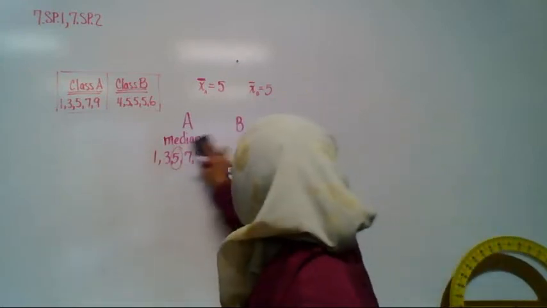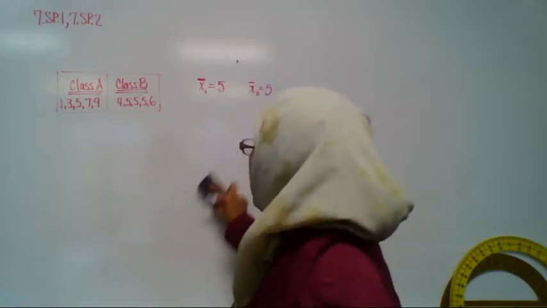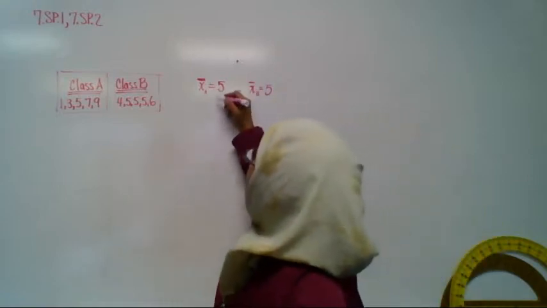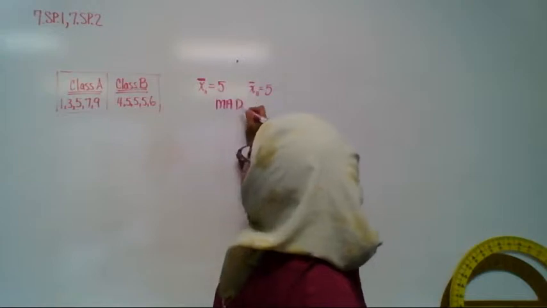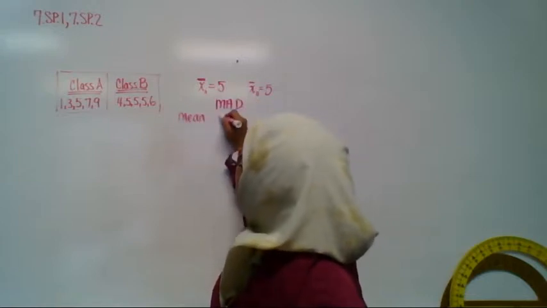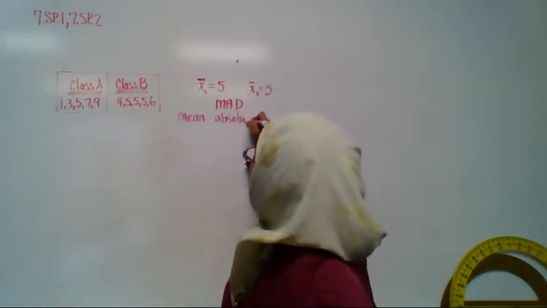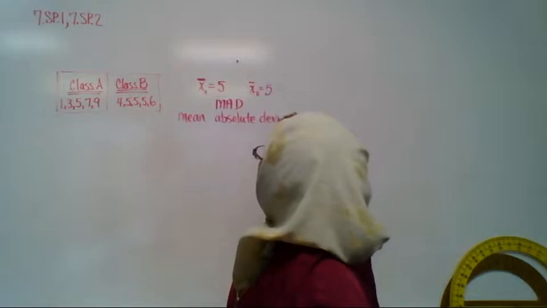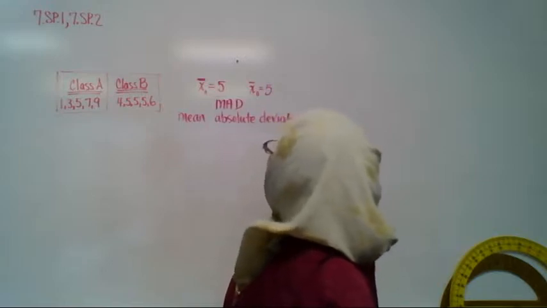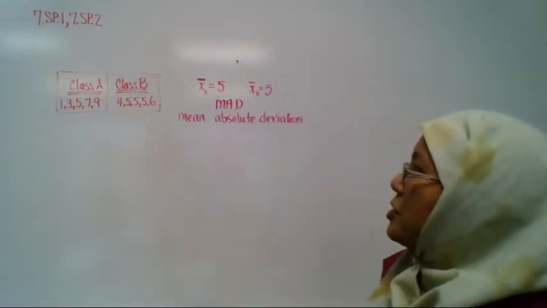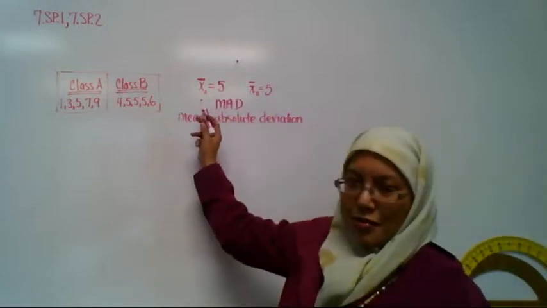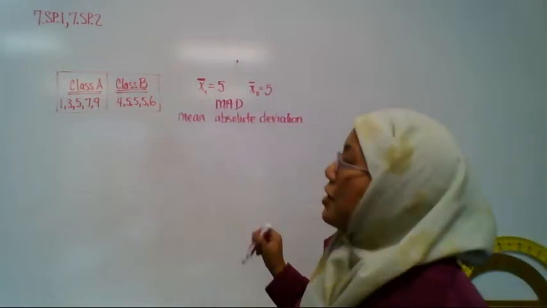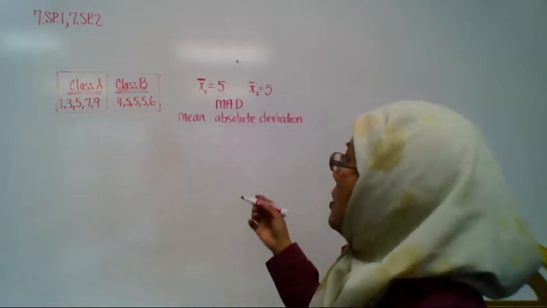So another thing you can do is look at the MAD. MAD is mean absolute deviation. Okay, so to do this, you need your mean, obviously, because that's the M part. And you're going to need a little absolute value in a minute.